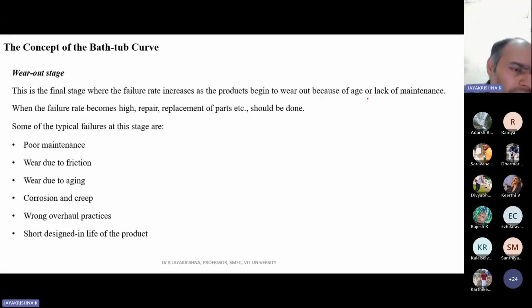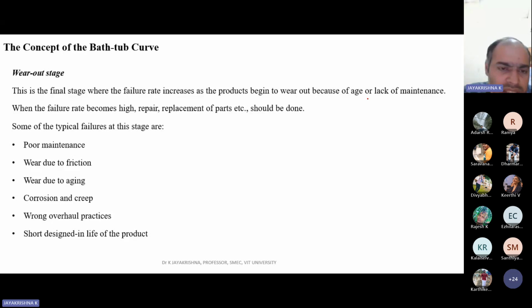This may be due to poor maintenance, or wear due to friction, wear due to aging, corrosion, creep, wrong overall practices, short designed life of the product. Some products are designed to have a very short constant failure rate stage, the second stage. The product itself is designed to be like that. The best example, I think, could be our mobile phone.